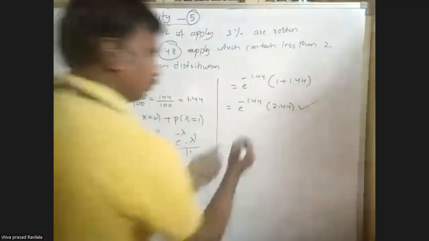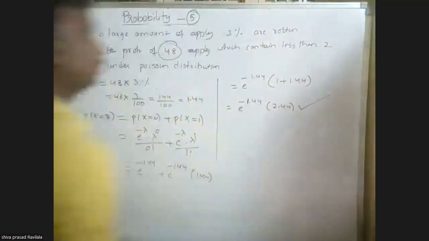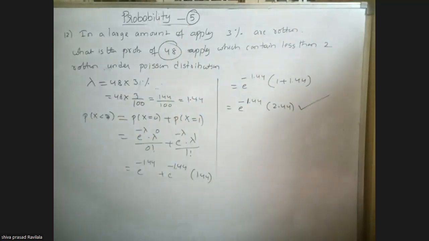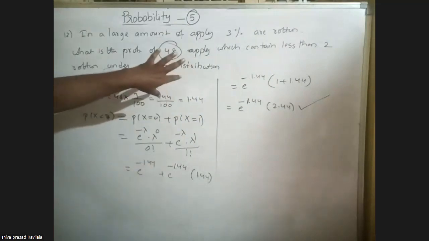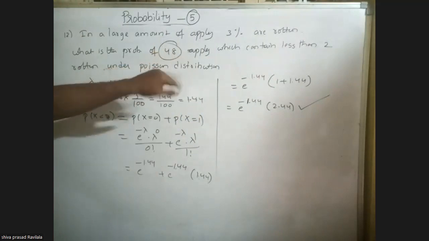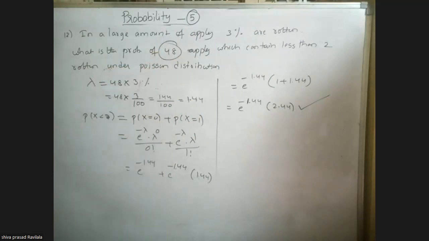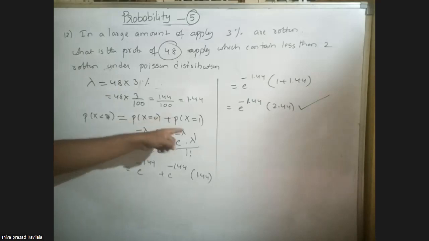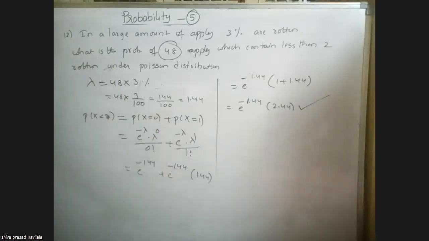In this condition, once you see the question, a large amount of apples, 48 of them, 3% are rotten, binomial distribution is also given. P is equal to 3 by 100, Q is equal to 1 minus 3 by 100, which means 97 by 100. N is equal to 48. And probability of x less than 2 means probability of x equal to 0 plus probability of x equal to 1. Binomial also applies here.